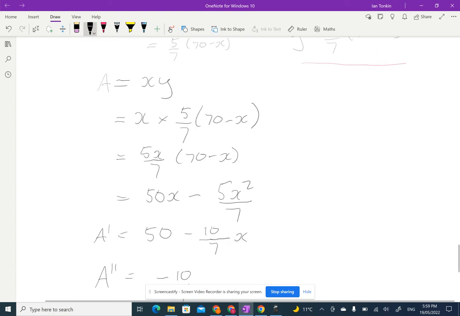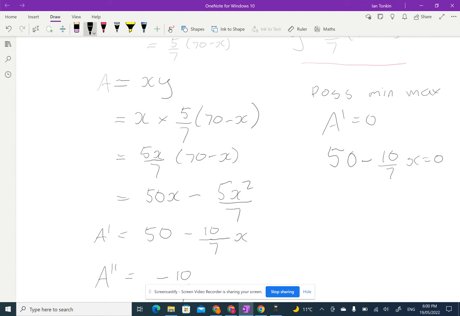So what do we know? There's a possible min-max when A dash equals 0. So that means 50 minus 10 on 7x equals 0. So 50 equals 10 on 7x. Divide by the 10, that comes 5, and times by the 7.